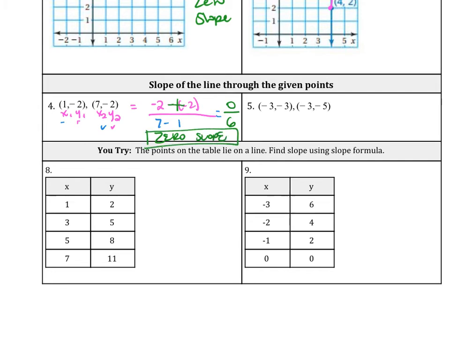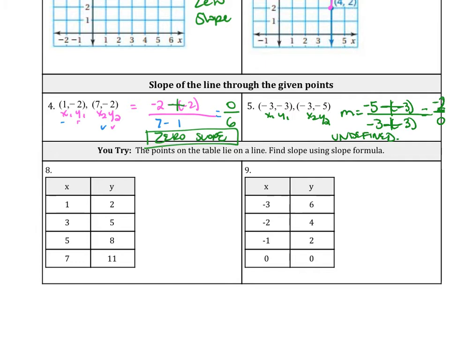Let's try this next example. So the slope, using the slope formula again, x1, y1, x2, y2. So negative 5 minus a negative 3, and the negative 3 minus a negative 3. So the numerator becomes negative 5 plus 3, which is negative 2, over negative 3 plus 3, which is 0. And so what happens when you get a negative 2 over 0? That's undefined.